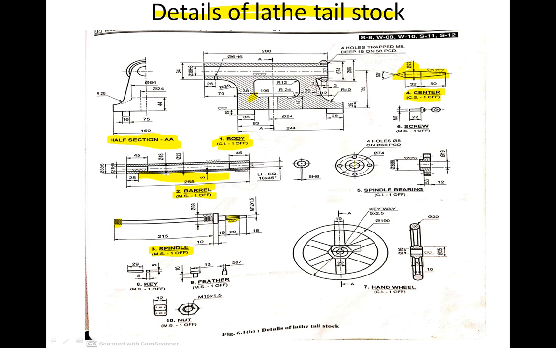Then the fifth part is the spindle bearing, which is made up of cast iron. This bearing is used to support the spindle. It is mounted or fitted to the body with the help of screws. Then the sixth part is part number 6, the screw.